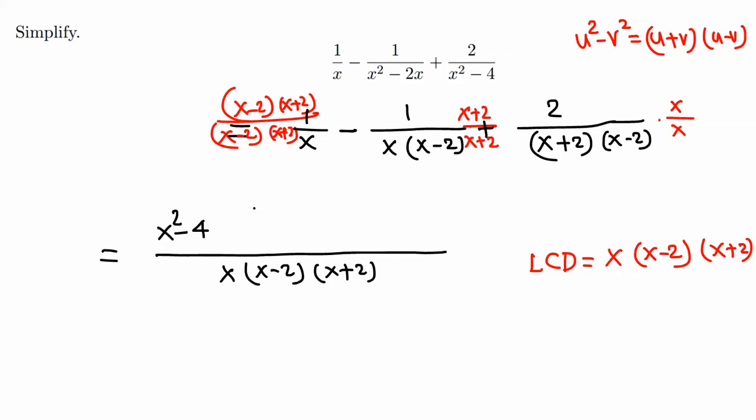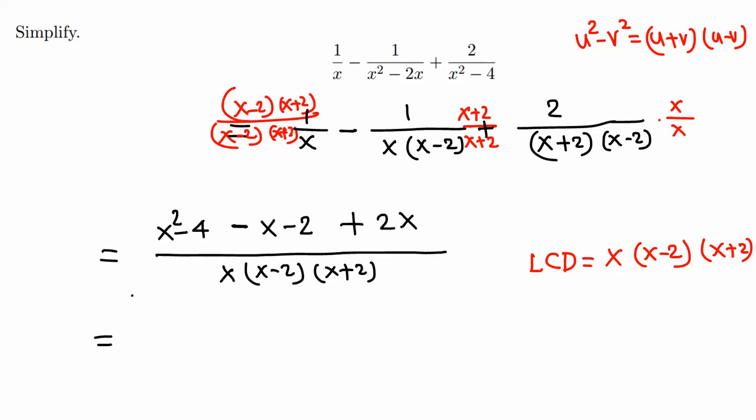Here is a minus sign, so whenever you have a minus sign in front, you have to be careful. Either you put parentheses around it or distribute. So I'm going to distribute. Negative 1 times x plus 2: negative 1 times x is negative x, negative 1 times positive 2 is just negative 2. And here is a plus sign, 2 times x, 2x.